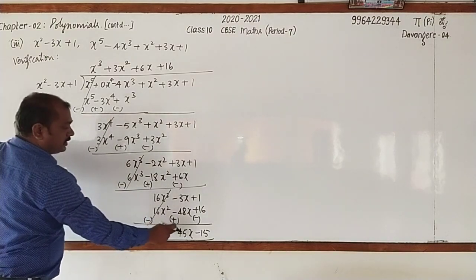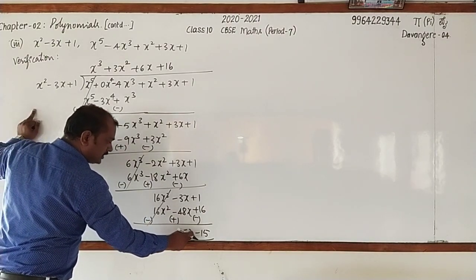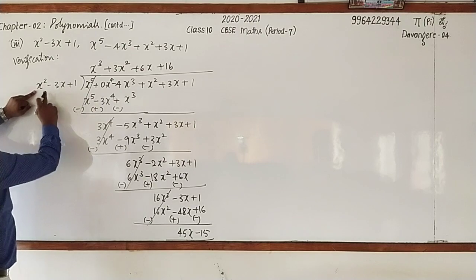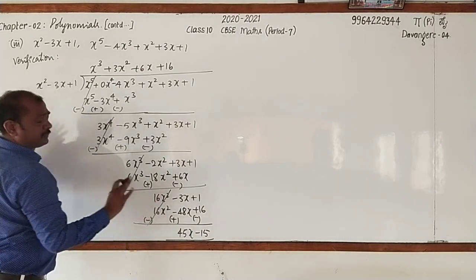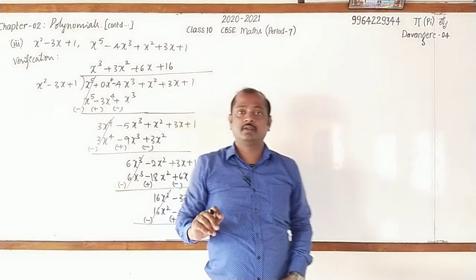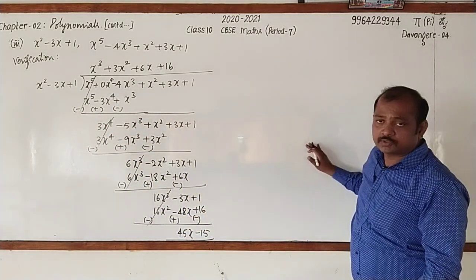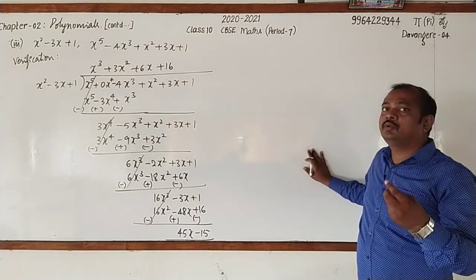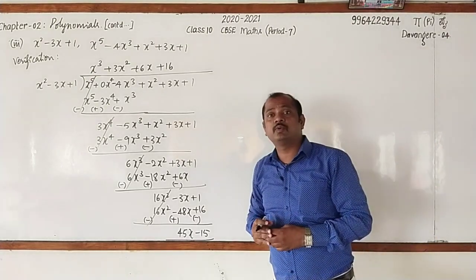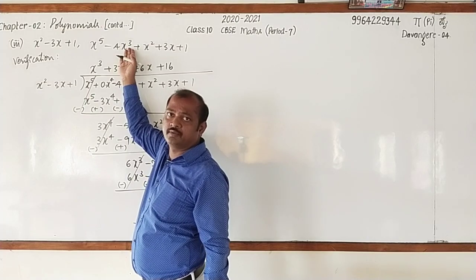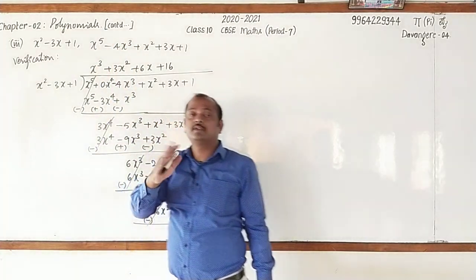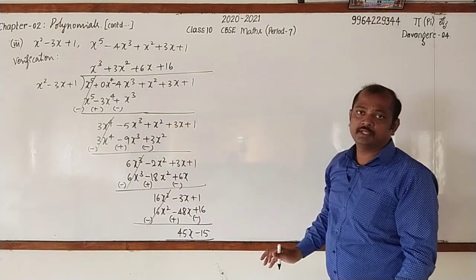Observe the degree of this polynomial, 1. This degree, 2. So it is less than 2. Therefore, we can stop the division. Now, what do you say about the remainder? Is it equal to 0? No. If it is not equal to 0, then what do you say about the first polynomial with respect to second? First polynomial is not a factor of second polynomial.